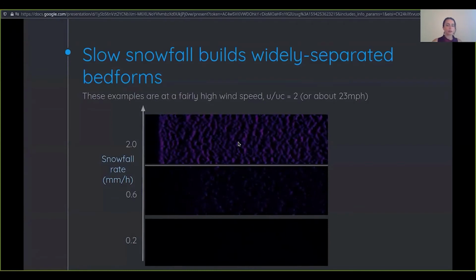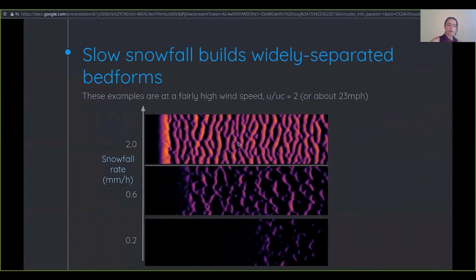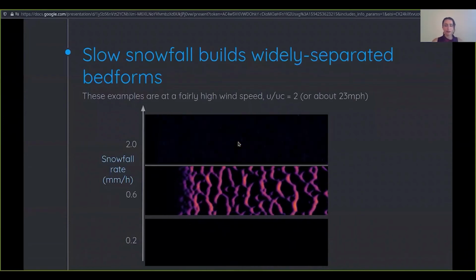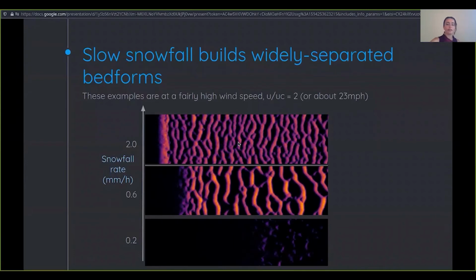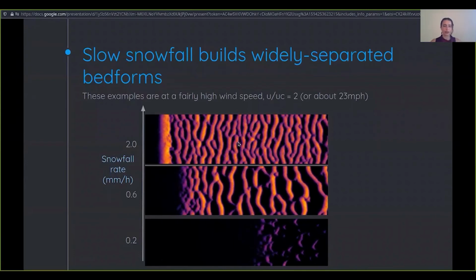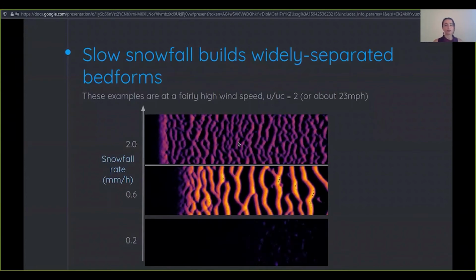Can run these experiments for different snowfall rates, like you see here. Here on the bottom, we have a very low snowfall rate, which makes very widely separated, narrow dunes. And then at the top, a much higher snowfall rate. And you can see that the surface ends up being almost completely covered by much more closely packed waves.